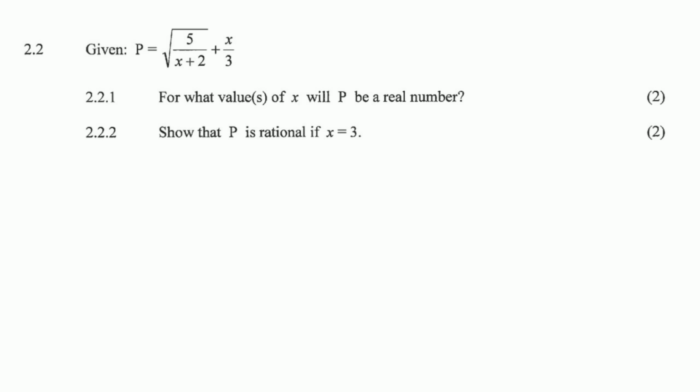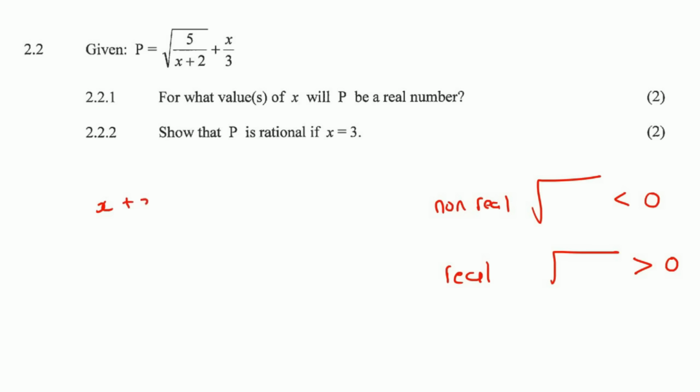First question, for what values of x will p be a real number? Okay, so we have to just quickly talk about when something is not a real number. Something is not a real number when you have a square root that is smaller than 0, or a square root that is negative. That is what we say when we have non-real. If you want real, then your square root must be bigger than 0. So you're actually not going to look at this part at all. If we look at this 5 over x plus 2, we can just say that x plus 2 must be positive, and then if you solve, we'll find that x must be greater than negative 2.